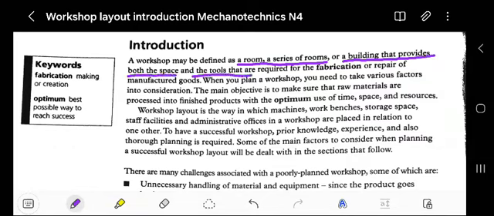tools that are required for fabrication, for creating or making production, making goods. You can say fabrication. So that is how, guys, you will define a workshop. This is the definition for a workshop. This is how you will define it.